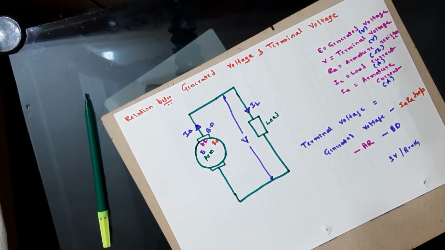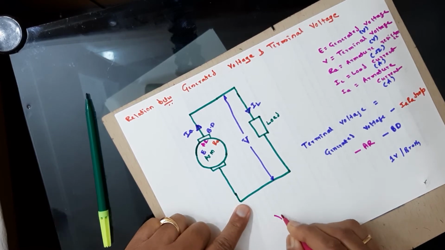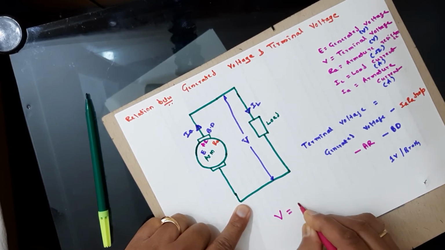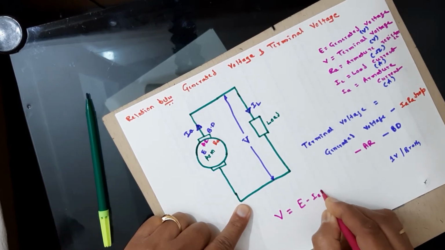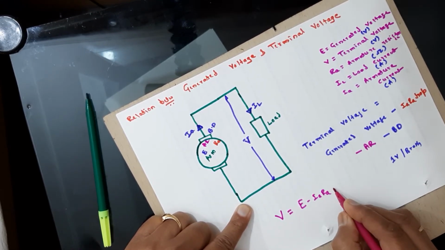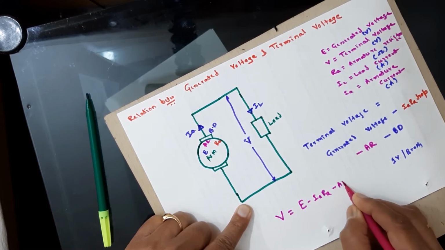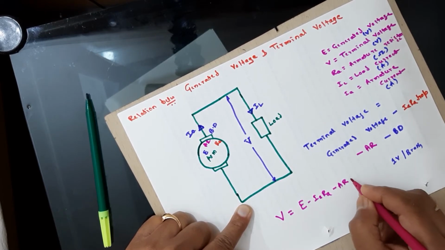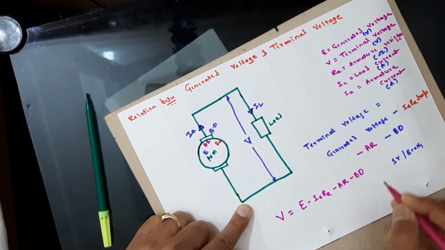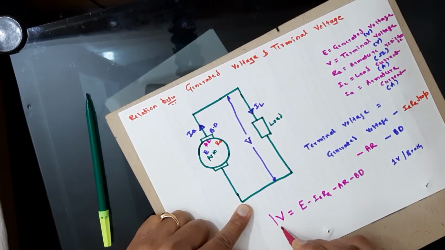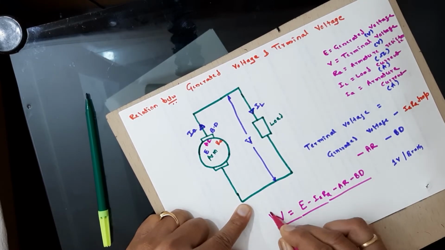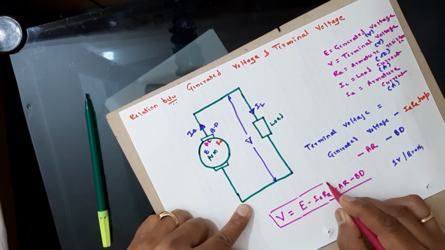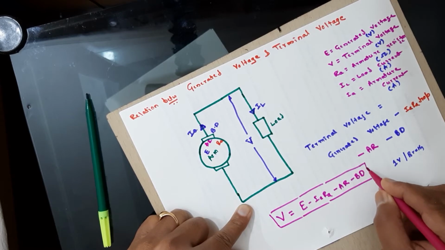Therefore, finally I will write the terminal voltage V is equal to E minus IRA minus armature reaction drop minus brush drop. These are the things which determine the terminal voltage. Okay, it is general. Then it varies for the different types of generator.